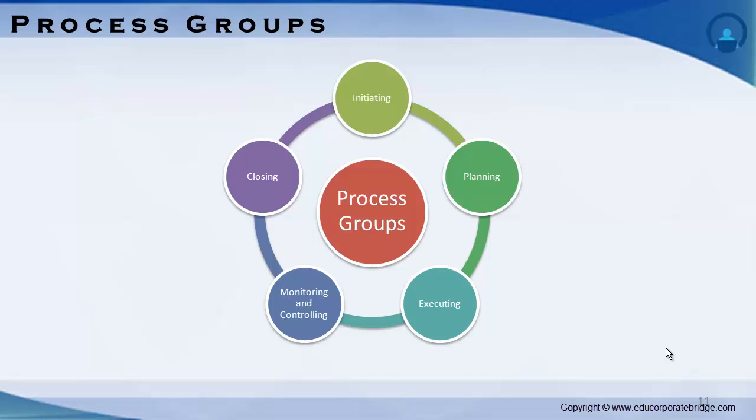Next is monitoring and controlling. As the name suggests, in this process group, the plans, the performance, whatever has been planned for the project, that is monitored and controlled. There are various parameters based on which the monitoring and controlling is done, and the project progress is calculated. If there is any deviation or any change from the plan that is observed, relevant steps are undertaken to control that process or bring the project under control.